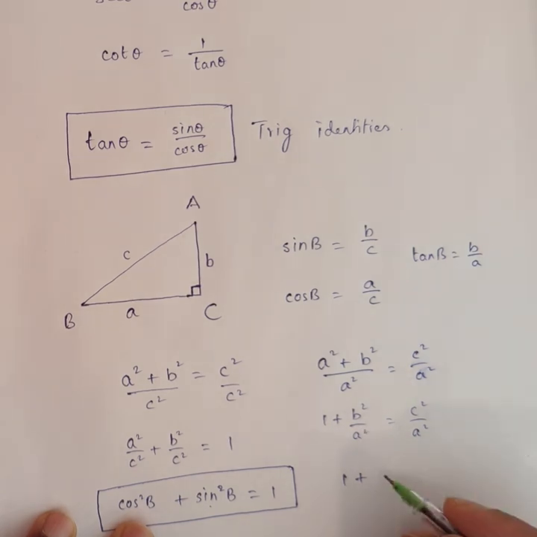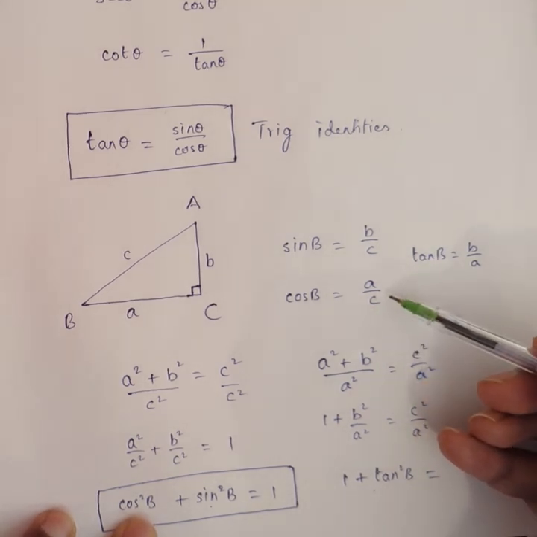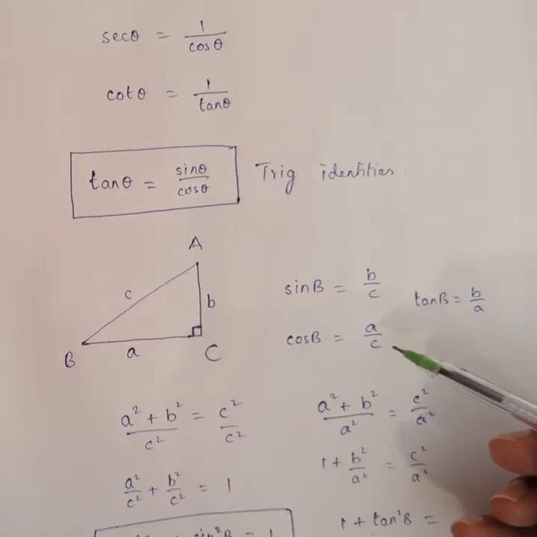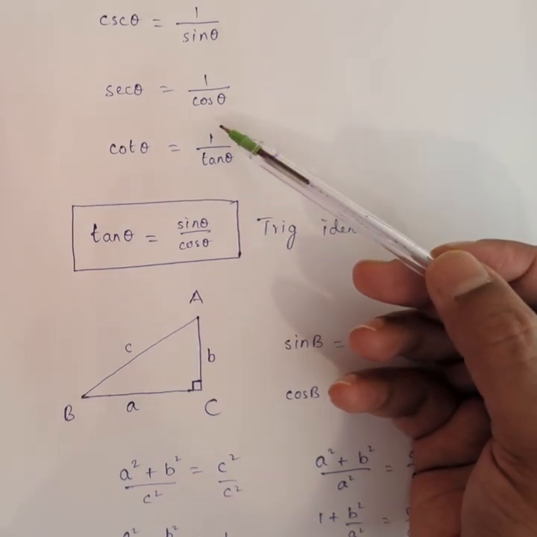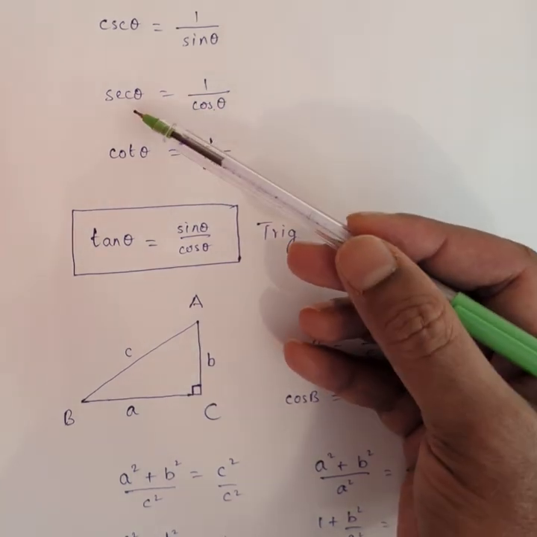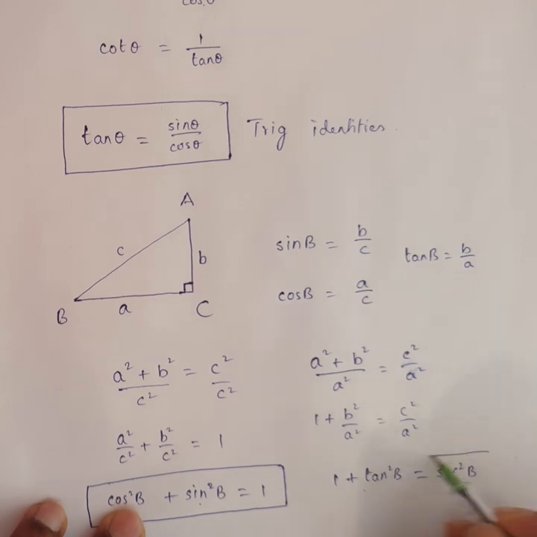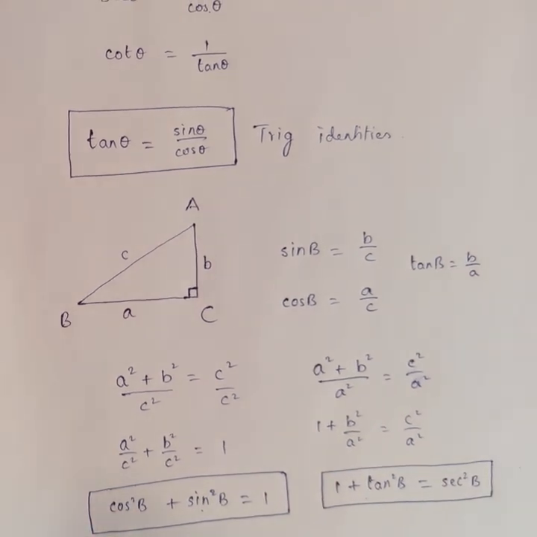So 1 plus tan square b, and c over a. Notice cosine b is a over c. So c over a is its reciprocal. So what's the reciprocal of cosine function? 1 over cosine is secant. So I can write this as secant square b. All right.